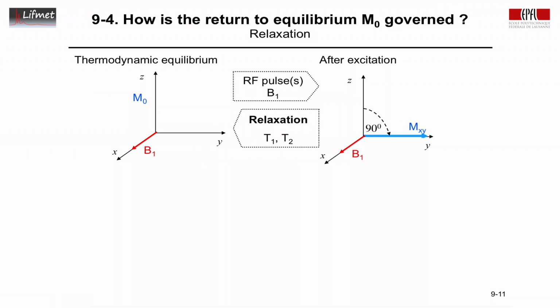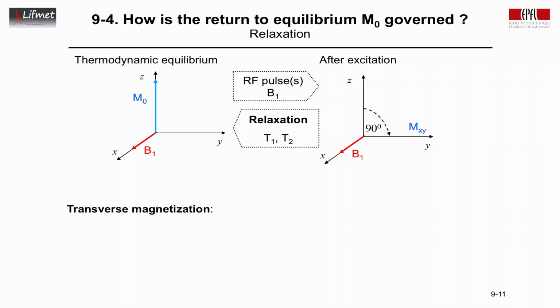And this is described by a process that's called relaxation. There are two time constants that are affiliated with it that we will discuss shortly. The transverse component decays and the longitudinal component builds up again along Z to give us the equilibrium magnetization. And this process of relaxation, the re-establishment of thermodynamic equilibrium magnetization, has a phenomenological description.